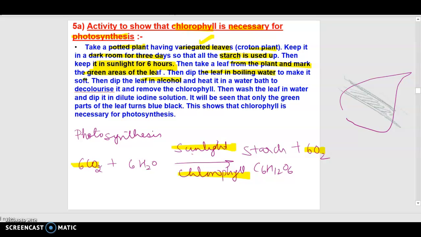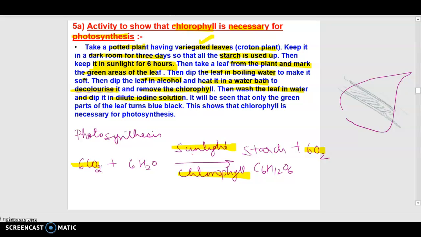Then dip the leaf in alcohol and heat it in a water bath to decolorize it. Why are we using a water bath for alcohol? Because alcohol is volatile, otherwise it may catch fire. And alcohol is used to remove chlorophyll from the leaf. Then wash the leaf in water and dip it in dilute iodine solution.